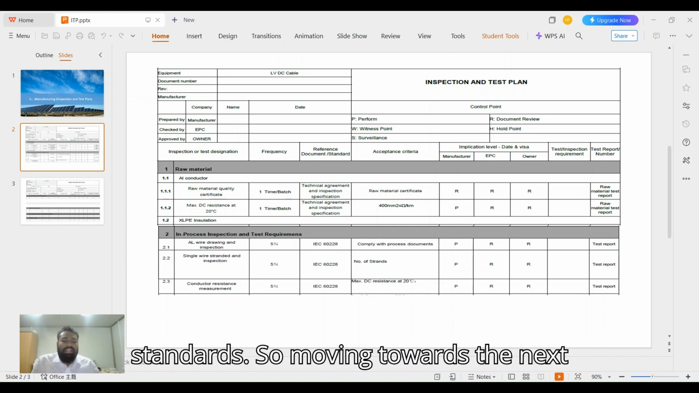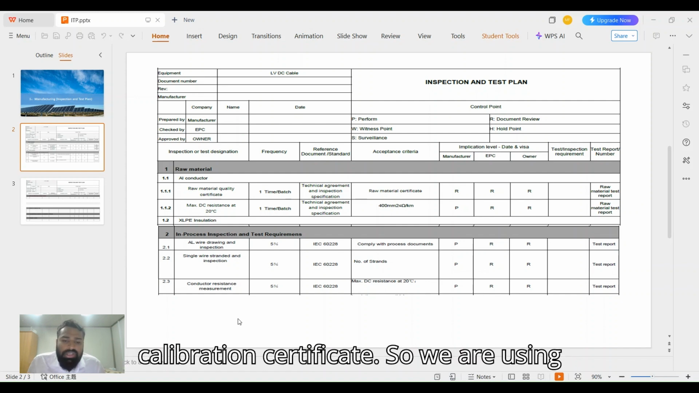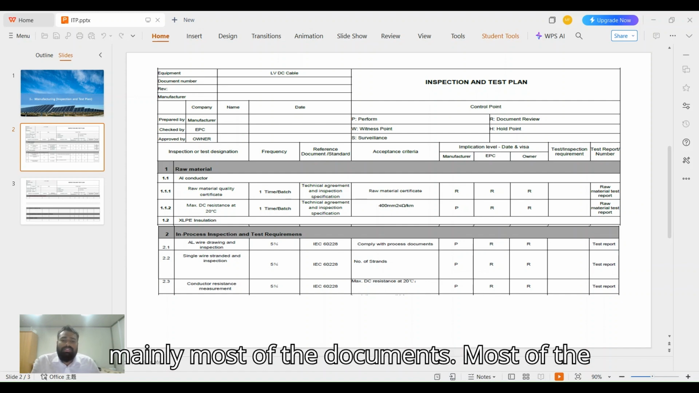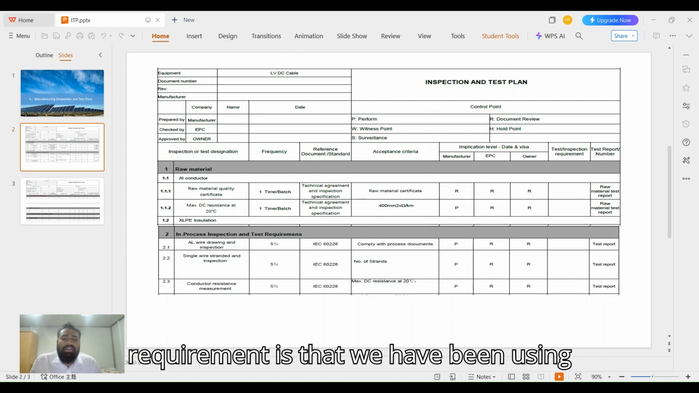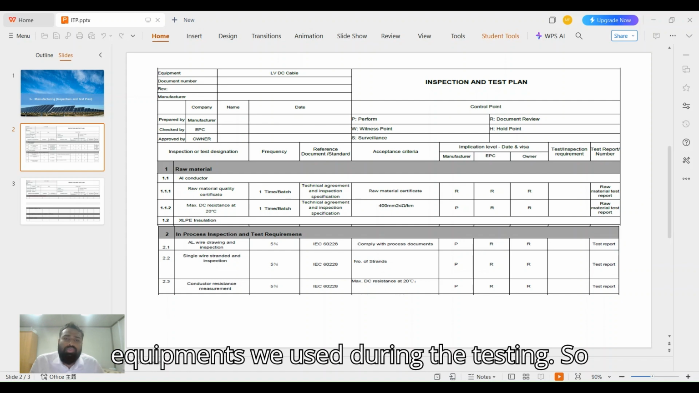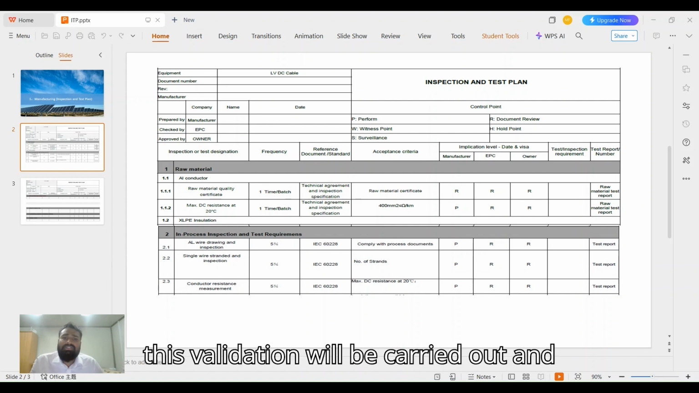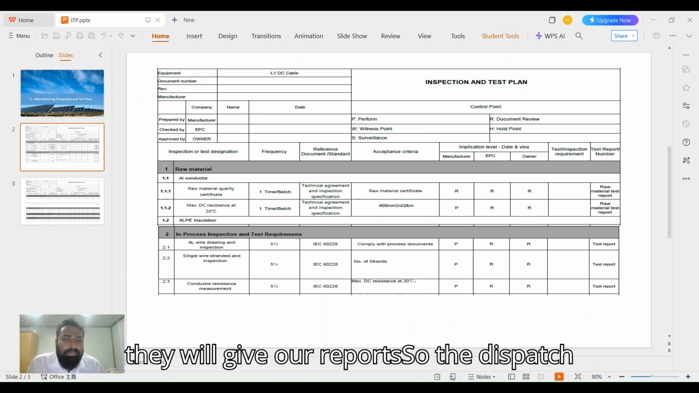Moving to the next part, the test equipment inspection and calibration certificate. Most of the requirements concern the equipment we used during the testing. These calibration certificates and all this validation will be carried out, and they will give reports.